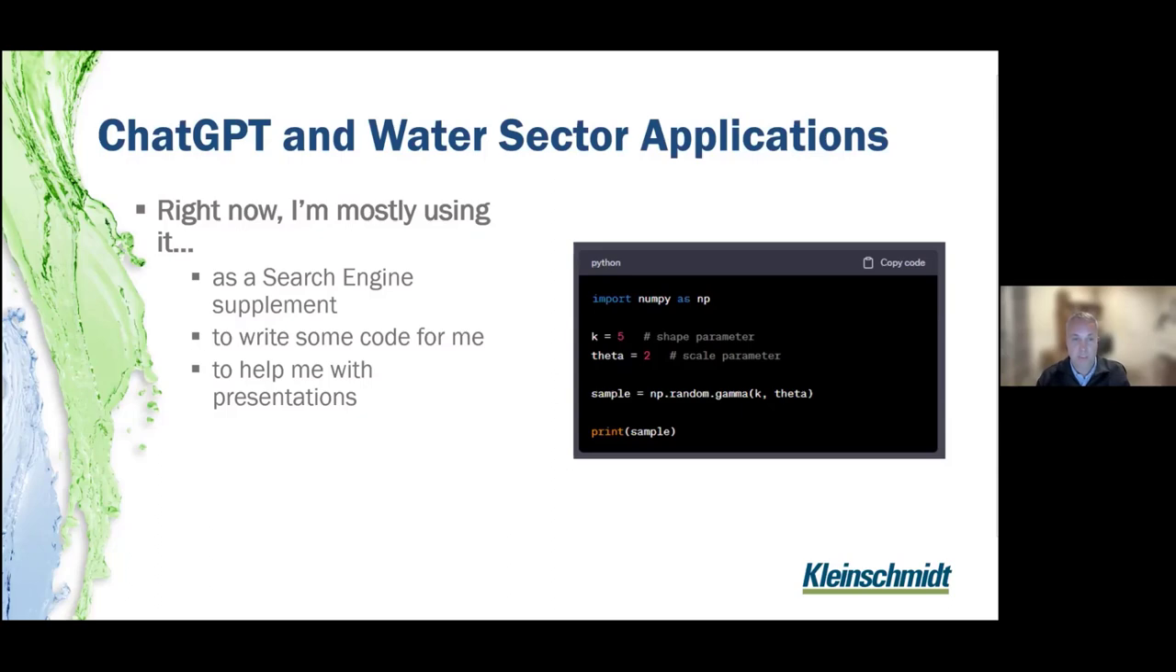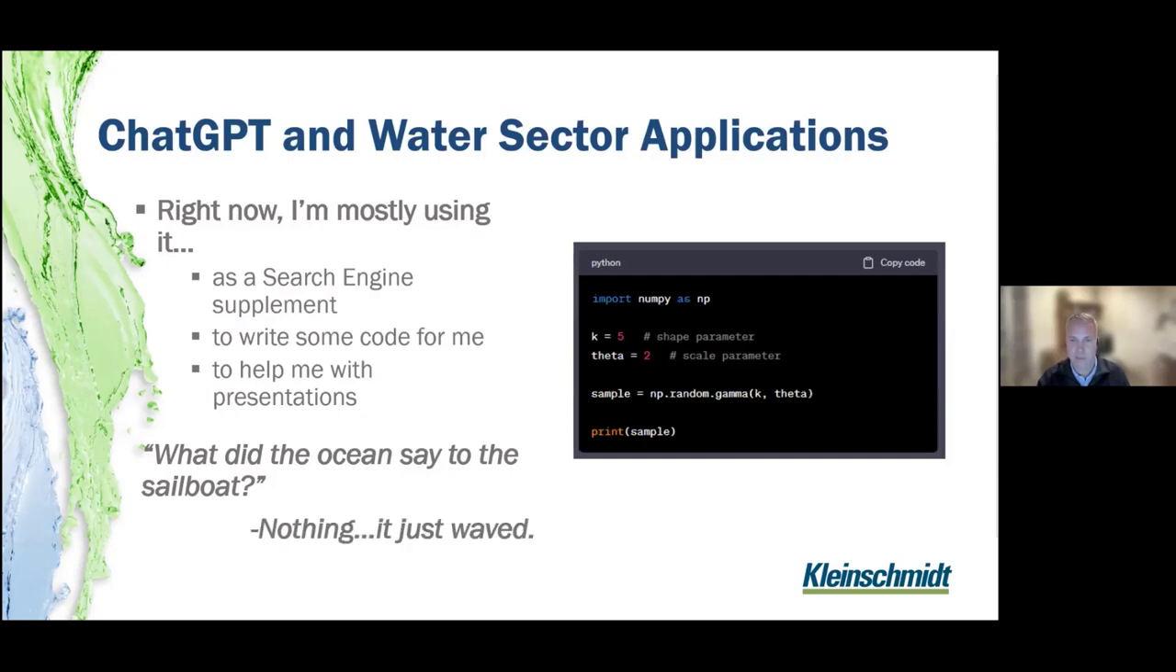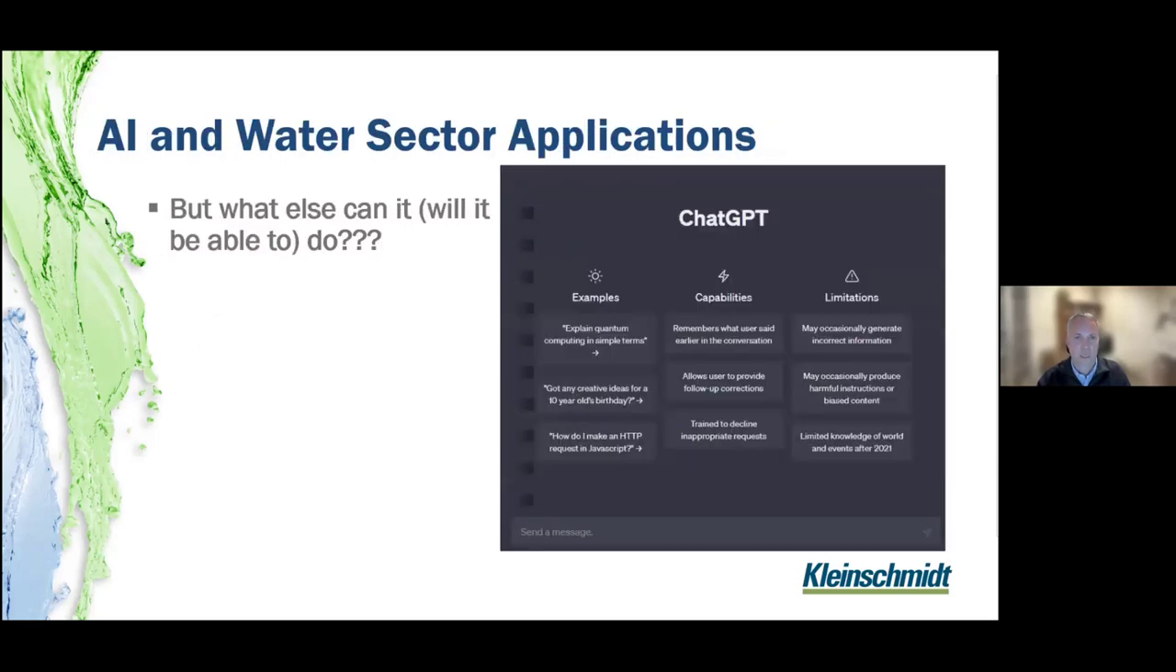And it helps me with presentations. In fact, I thought, hey, wouldn't it be fun to add a joke in here? So I asked ChatGPT for a water-related joke for this presentation. And after about seven tries, I finally got one that made me laugh. I'm sure most of you or a lot of you have heard this one, but what did the ocean say to the sailboat? Nothing, it just waved. Okay, so there's a lot of fun you can have with it as well.